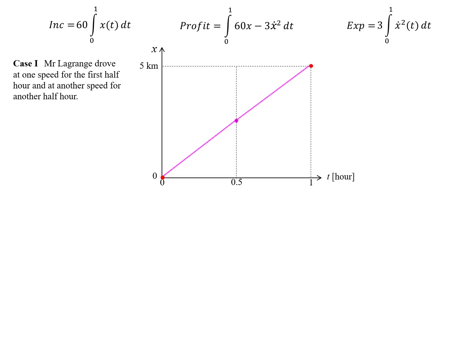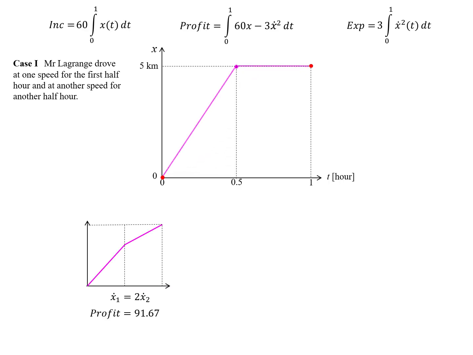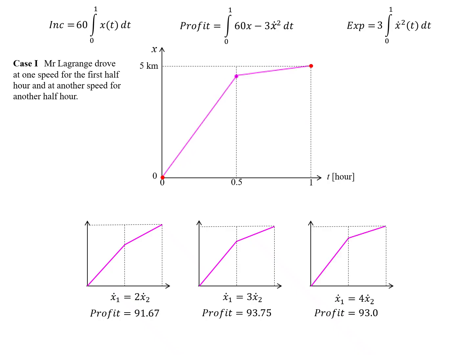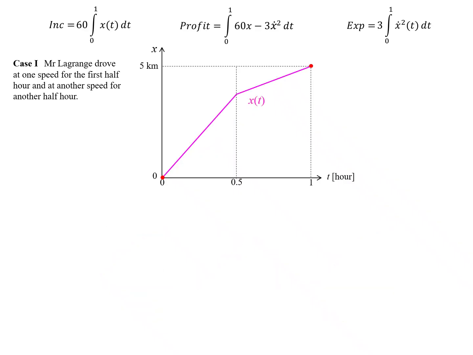Let's try out some numbers. If x1 dot is double x2 dot, we get a profit of $91.67. If it's triple, the profit is up to $93.75. Quadruple, and it's down to 93. It seems that the profit is maximized around 93.75. Let's find the exact value.